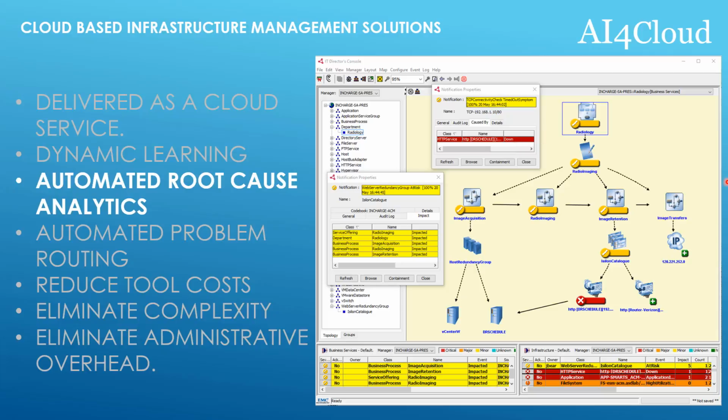Please join us in the next session where we demonstrate how to easily map your business processes to take advantage of our business impact feature for infrastructure management.